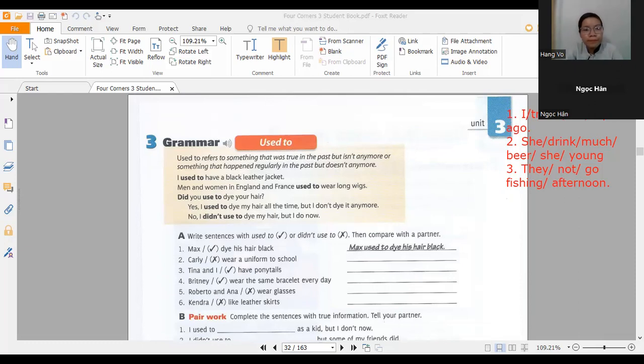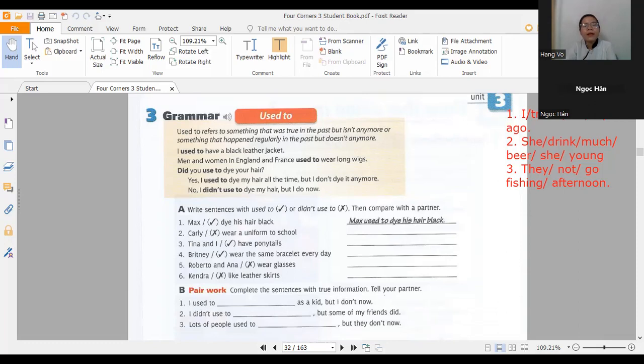Kylie didn't used to wear a uniform to school. Okay, Kylie didn't used to wear a uniform to school. Yes. Number 3. Hannah and I used to have ponytails. Yeah. All right. Number 4. Brittany used to wear the same bracelets every day. Okay. Roberto and Anna didn't use to wear glasses. 6. Kendra didn't use to like leather skirts. Yeah, leather skirts.